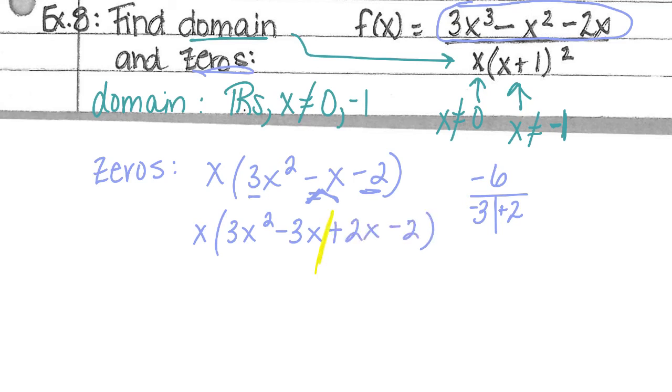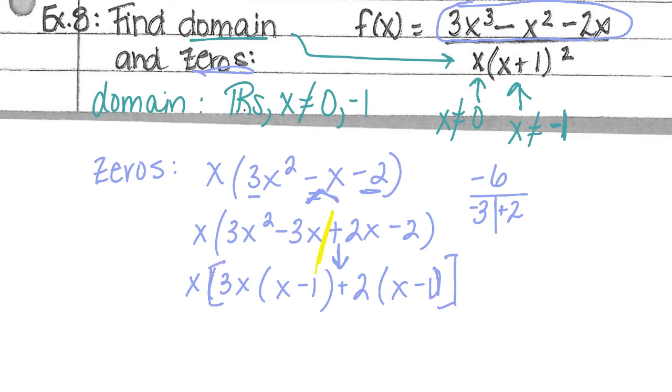Anytime I have 4 terms, I cut it in half. It looks like I could take a 3x out, and I have x minus 1. This sign right here is going to come down. It looks like I could take out a positive 2, and I have x minus 1. I'll make that a bracket. So when I combine, I have x, and remember I'm going to combine the outside ones as 3x plus 2 times x minus 1.